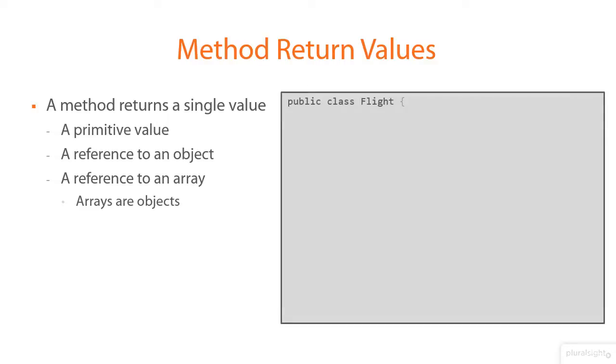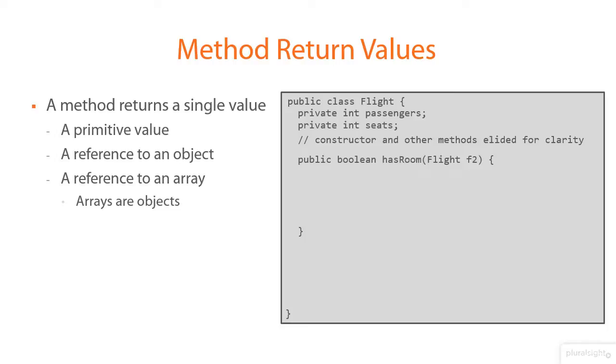So let's take a look at that Flight class we've been working with. Now remember that it has two fields in it, passengers and seats. And for now, I'm not going to show the other methods we've seen already. I want to focus on some new methods we're going to add here. So let's say we have a method that we want to check and see that is there room to combine the passengers from another flight with those passengers on this flight.